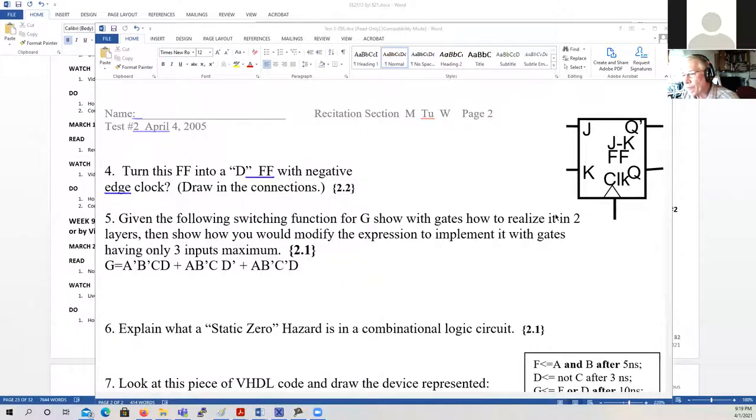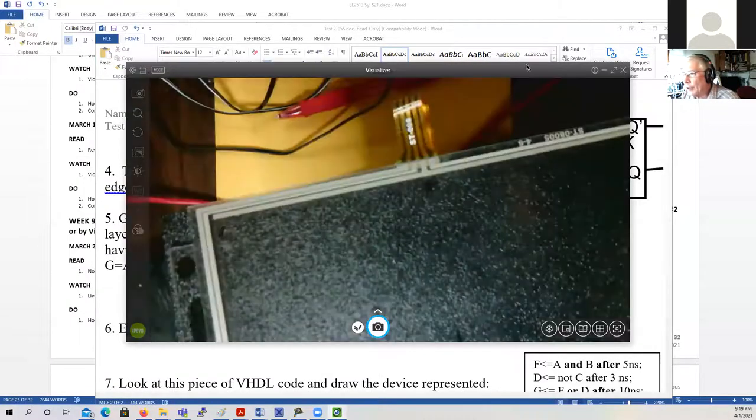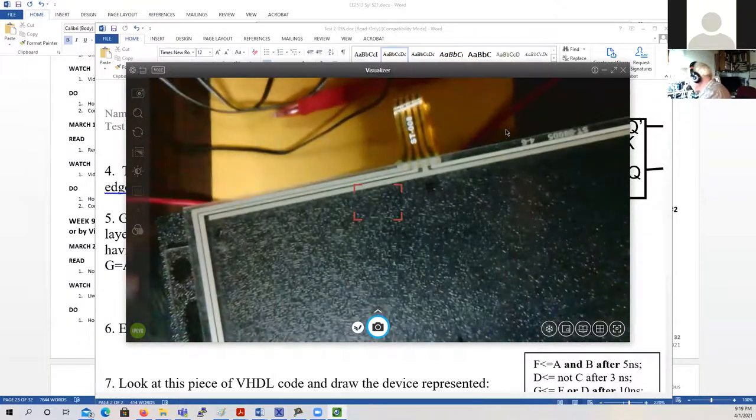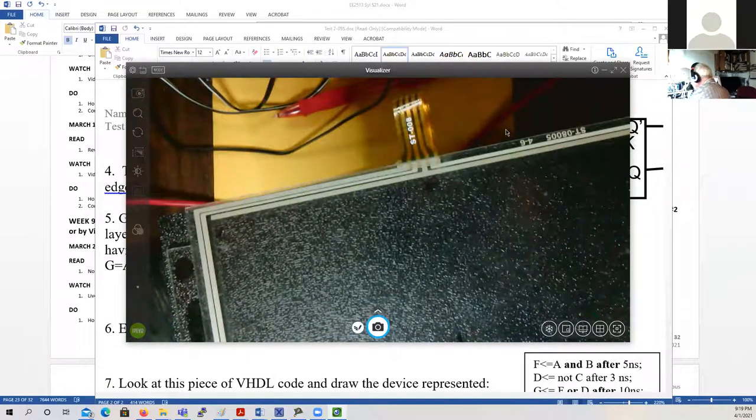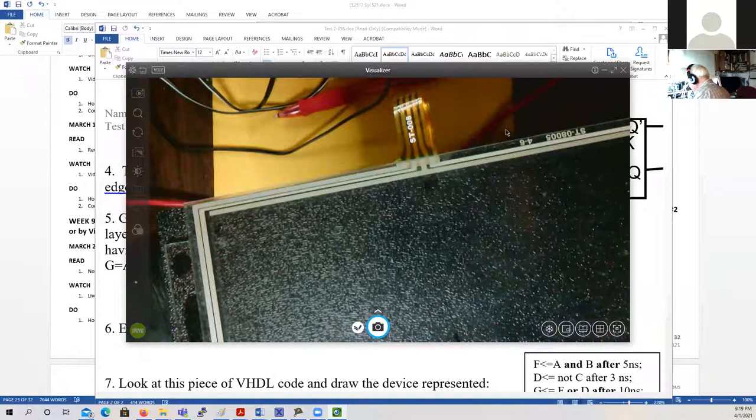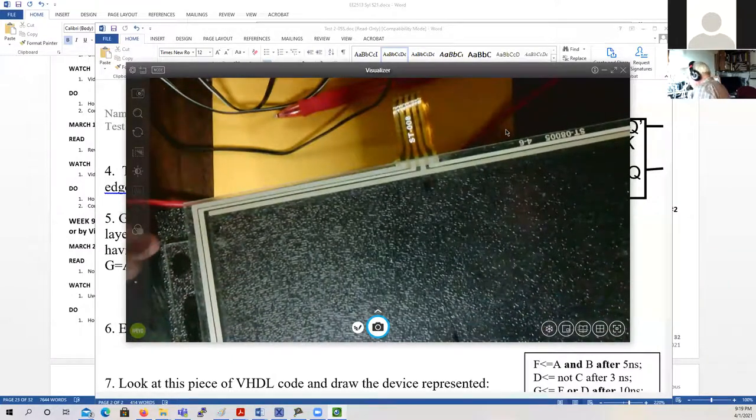And that way, whatever D is, that's always going to create the next output. All right, let's see. Let me turn on the oscilloscope here. Move this over.